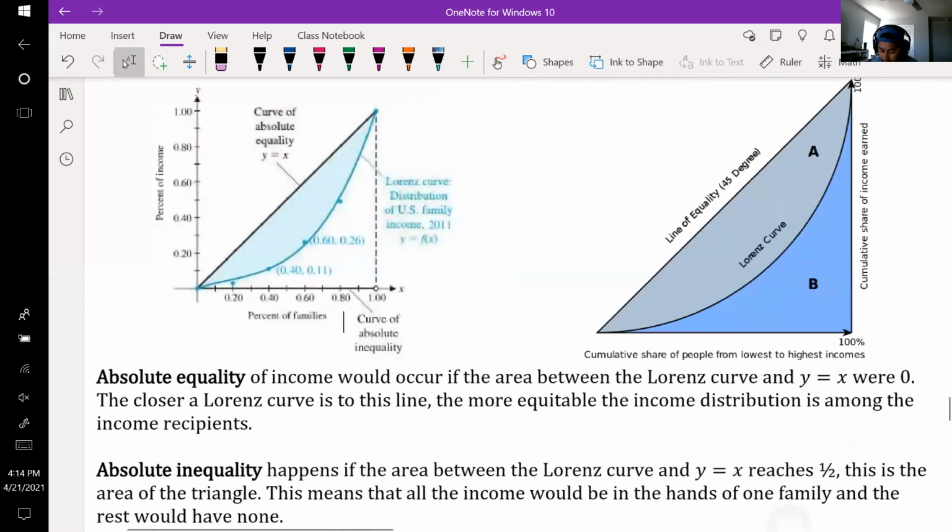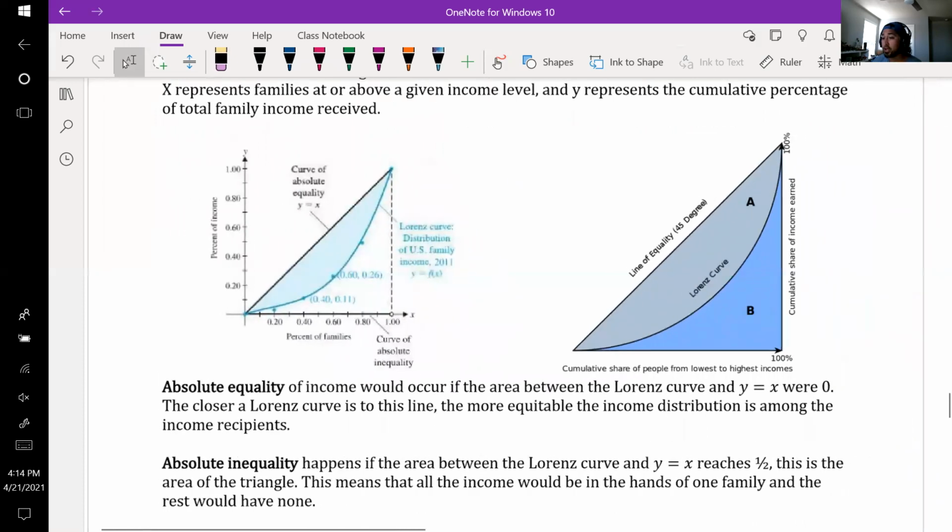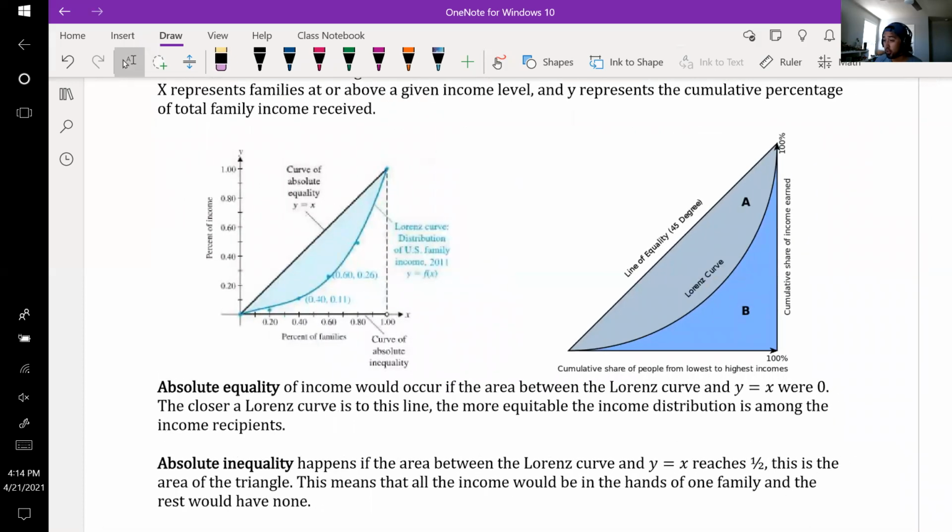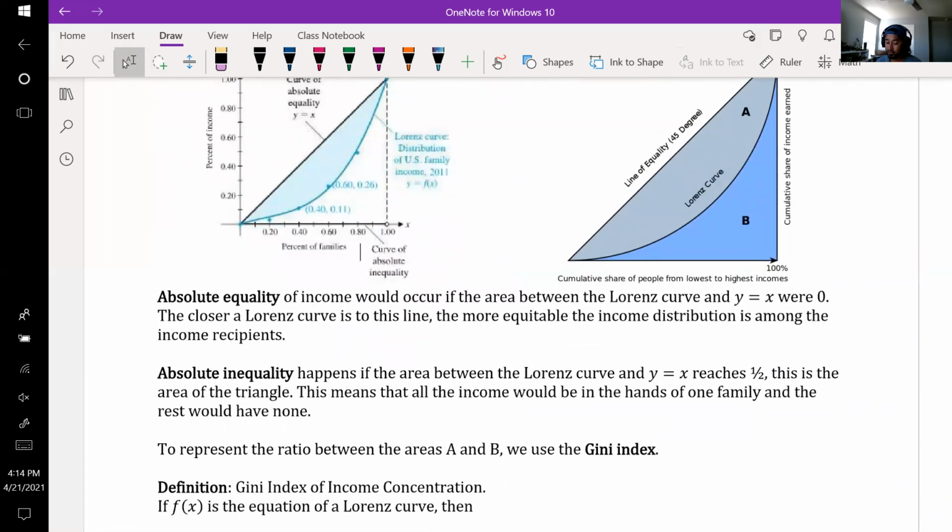Okay, so absolute equality of income would occur if the area between the Lorenz curve and y equals x were 0. So this means that the curve and the line are touching each other. This means that everybody is making equal income. And then absolute inequality happens if the area between the Lorenz curve and y equals x reaches 1/2, meaning you have filled out the whole triangle. And this means that all the income would be in the hands of one family.